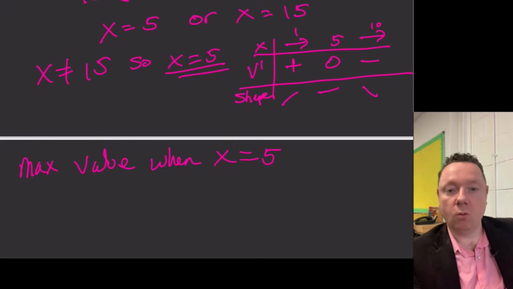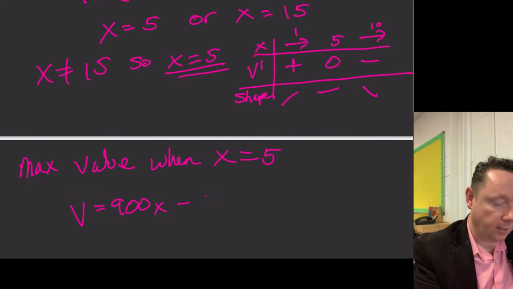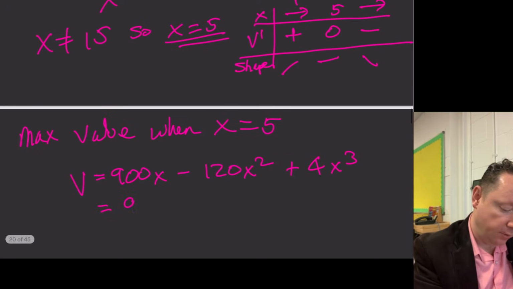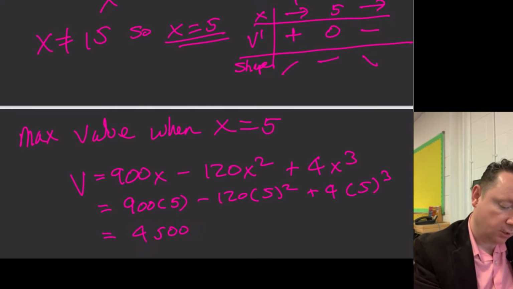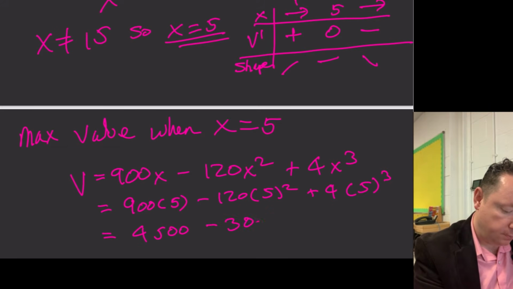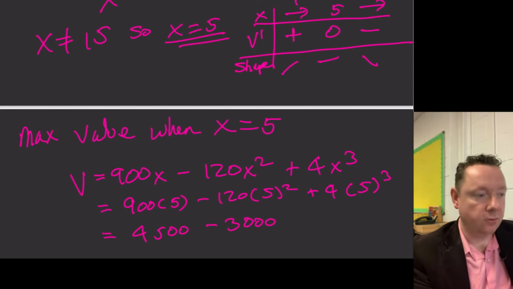And if it did ask us, well, what is the max value, which it did say, find the maximum value of the box. Remember, the volume was equal to 900x minus 120x squared plus 4x cubed. So we can just sub that in. So that equals, when x is 5, 900 times 5 minus 120 times 5 squared plus 4 times 5 cubed. And you would use a calculator usually to work that out, but that's 4,500. 25 times 120 is 3,000. And 5 cubed is 125. 125 times 4 is 500.